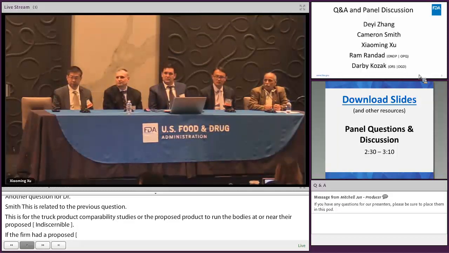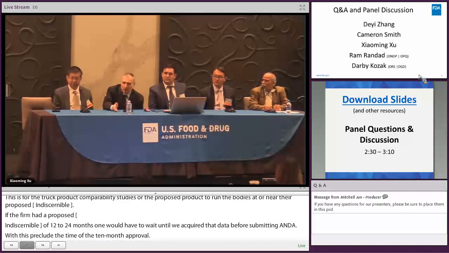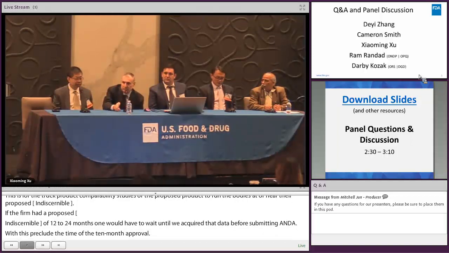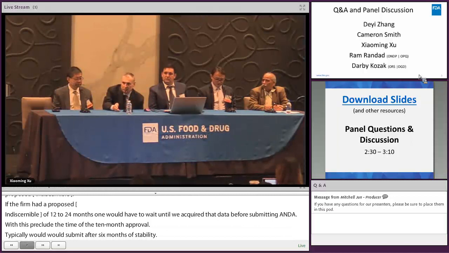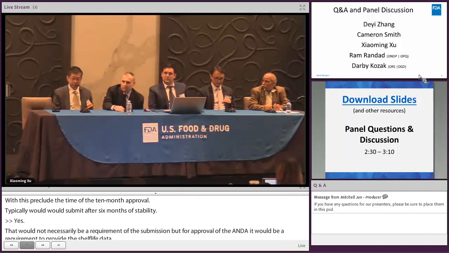Typically, we would submit right after 6 months of stability. So yes, that would not necessarily be a requirement for submission, but for approval of the ANDA, it would be a requirement to provide that end of shelf life data. So the new shelf life data could be provided during the review process? Yes, it could be.